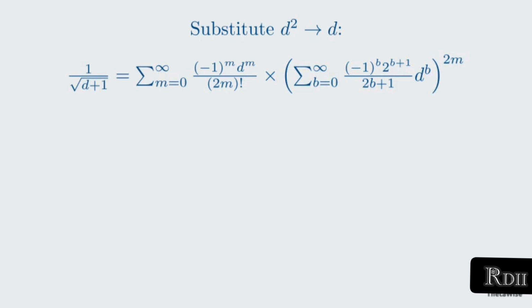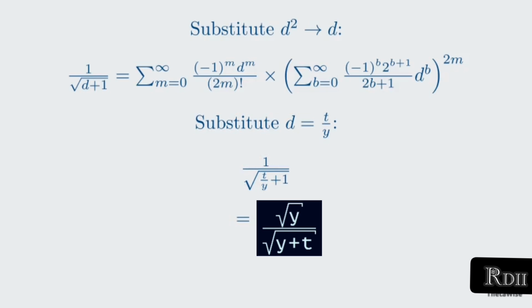The left side now looks very promising. We have 1 over the square root of d plus 1. Let's rewrite this. By plugging back our original variables t and y, the equation becomes y over the square root of t plus y. Therefore, we have found a complex but legitimate infinite series for y over the square root of t plus y.